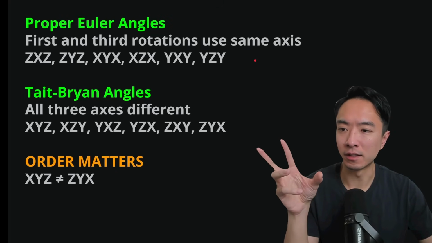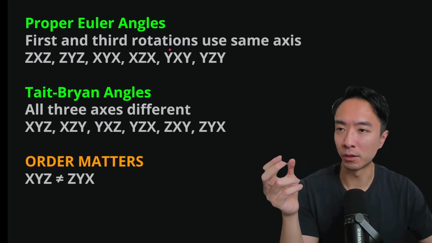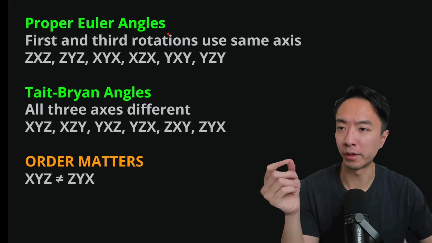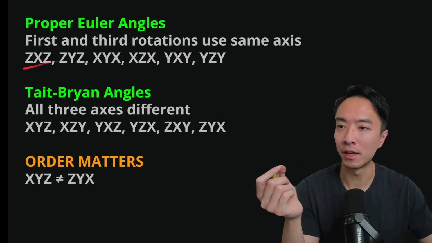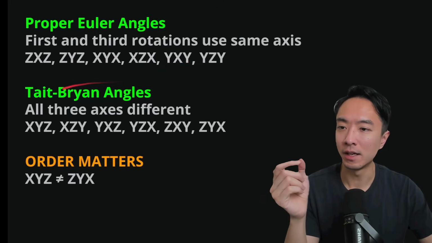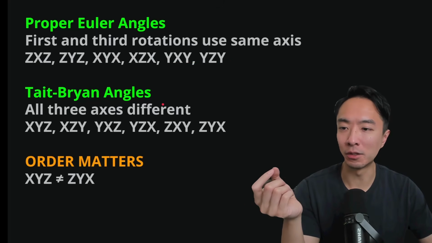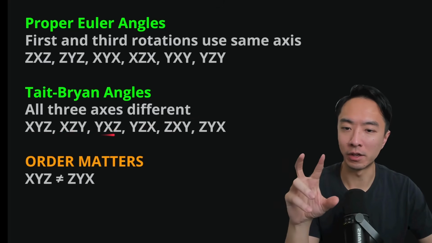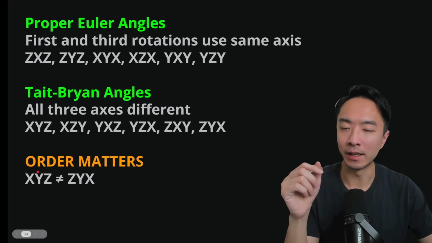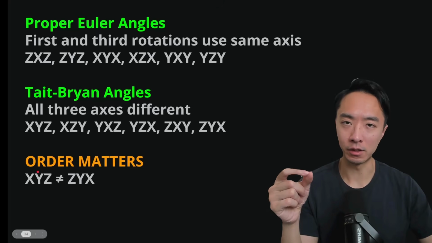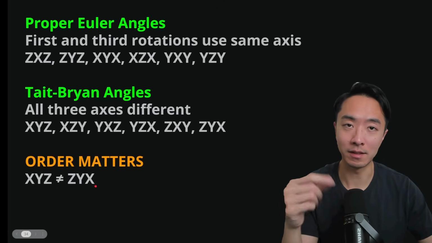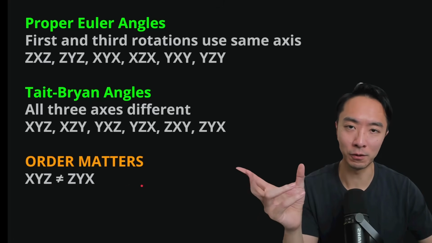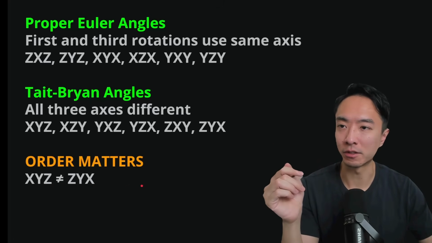But here are the different types of Euler angles. First we have what's called the proper Euler angles. This is where the first and third rotations use the same axes. So these are the different types of combinations. And then we have the Tait-Bryan angles. This is where all 3 axes are different. So notice that all 3 are not the same. One thing to note is that the order does matter. So XYZ is not going to be the same as ZYX. You have to be careful when you're looking at the order of operations.